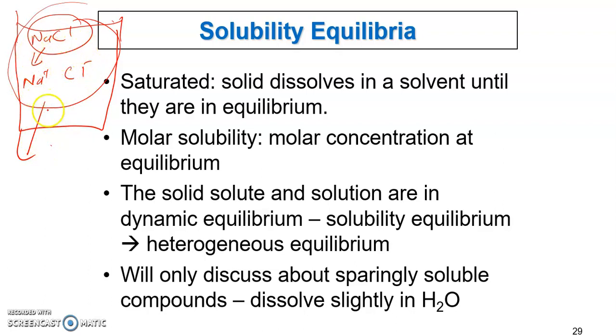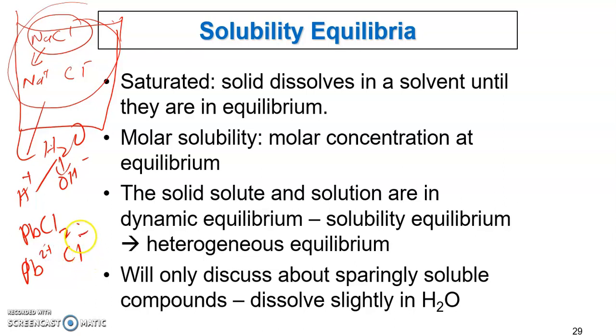In this case it's NaCl, and besides that we also have H2O. H2O consists of H+ and OH−. Also, we have PbCl2, for example, which can dissociate into Pb2+ and Cl−. So we try to see this kind of system in this solubility equilibrium.